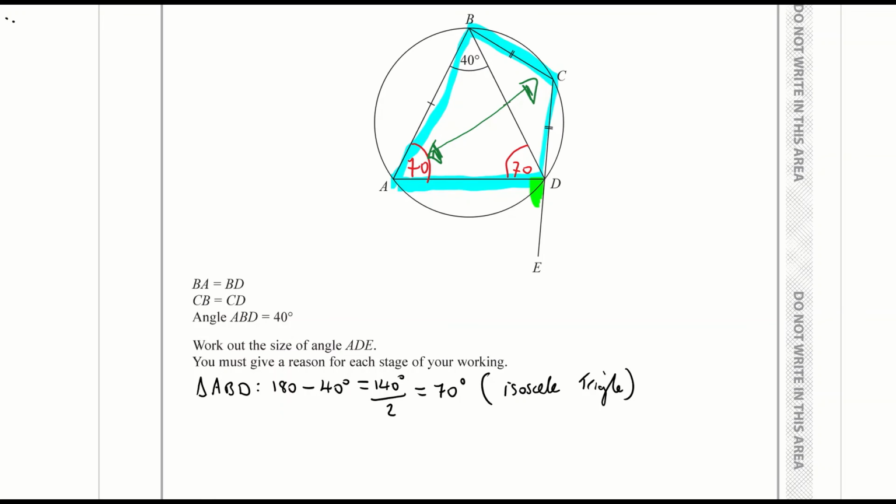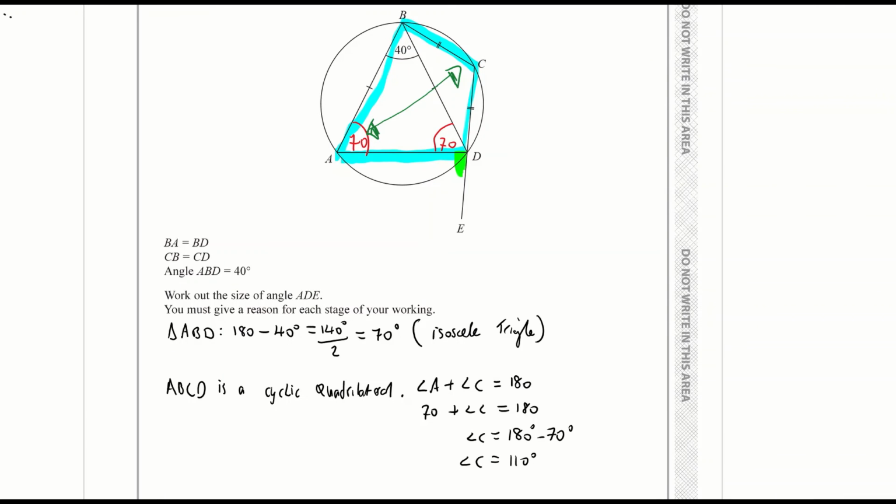So let's state that. So I have A, B, C, D is a cyclic quadrilateral. So I know that angle A plus angle C must add up to 180 degrees. So therefore, angle A is 70 degrees. We know that. So I'm going to write in, I have 70 degrees plus angle C is equal to 180 degrees. So that means then that angle C is going to be 110 degrees. So let's mark that onto my diagram.